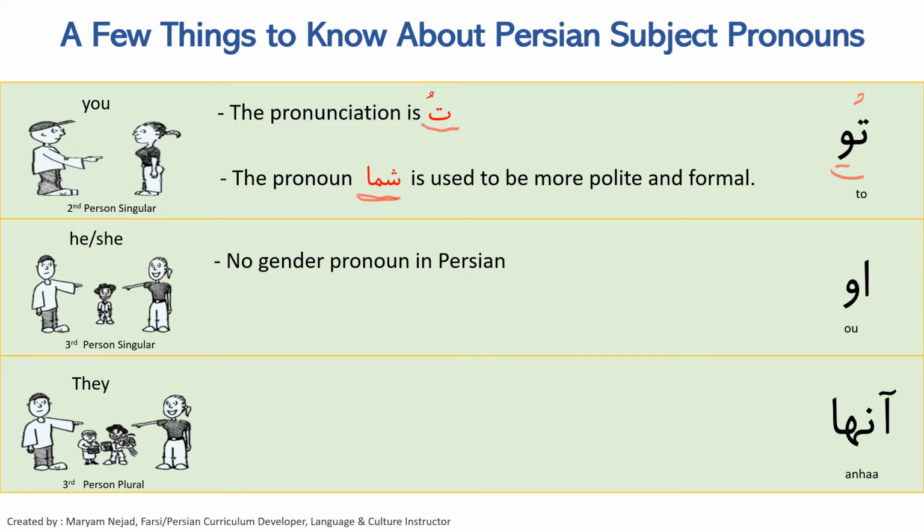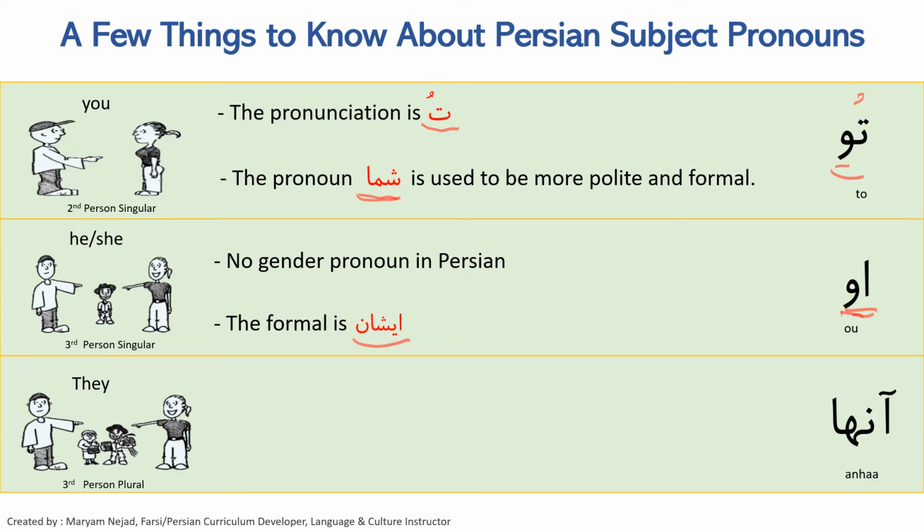The second point is about the subject pronoun u. In Farsi, there is no gender pronoun. So by hearing u, we don't know if we are referring to a male person or to a female person. And also there is a formal version for u, which is ishan.